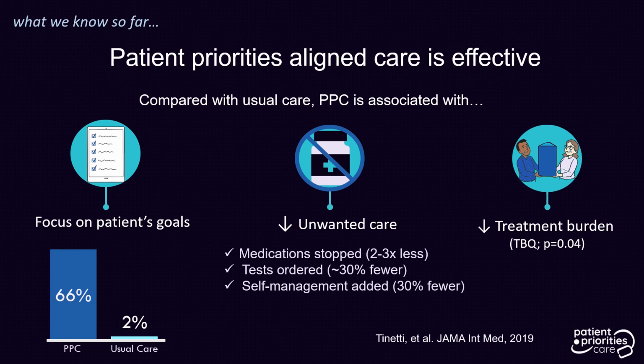We know that Patient Priorities Care is effective from experiences in Connecticut and Texas. Decision-making changes when clinicians know what the patient's goals are. In fact, 66% of patients who were cared for by a primary care clinician trained in Patient Priorities Care had at least one decision that was clearly linked to their own priorities. This compared to only 2% in persons receiving usual care. Clinicians are listening to and acting on what matters to patients.